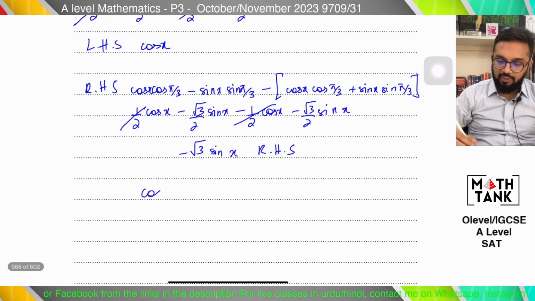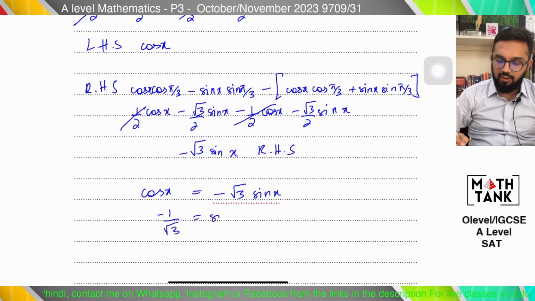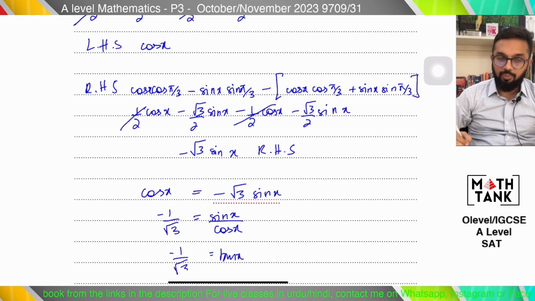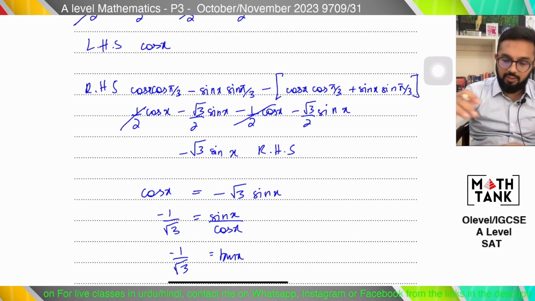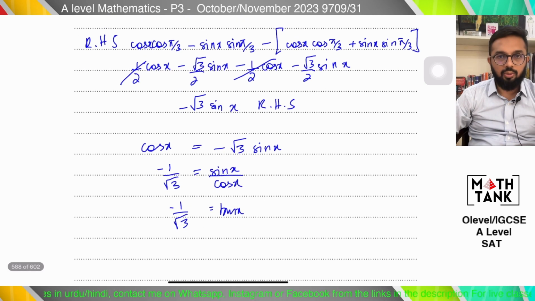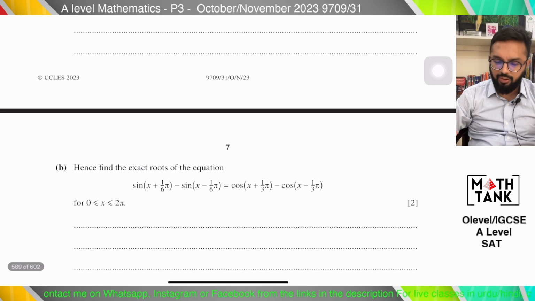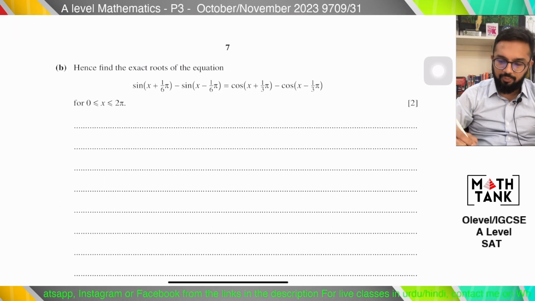So left hand side equals right hand side. I get sine over cos, so minus 1 over root 3 equals sine x over cos x. Tan x should equal minus 1 over root 3. Is that the correct answer? Yes, that is indeed the correct answer. You could rationalize it and say root 3 over 3, that would be absolutely fine too. This is hence solved. So tan x equals minus 1 over root 3.